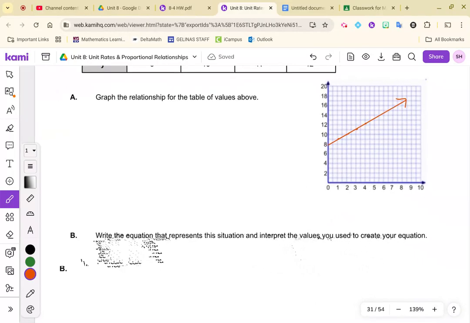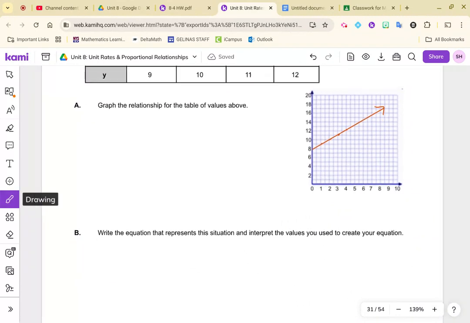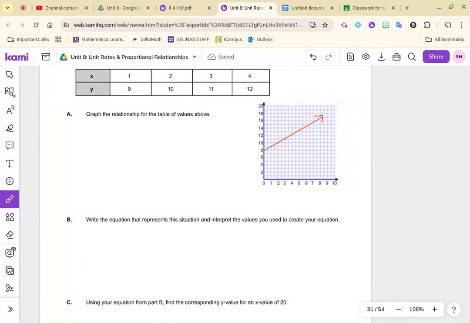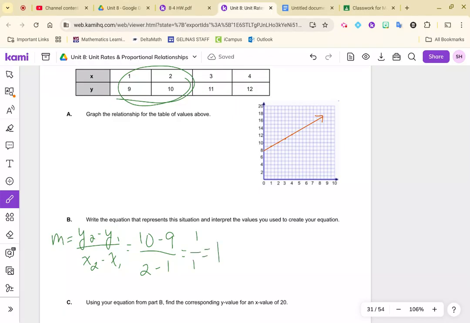And what we'll be able to do is find an equation using the techniques we just learned. So I'm going to take my first two things as points, and I'm going to do that slope equation, that m equation, y2 minus y1 over x2 minus x1. And so that's going to give me 10 minus 9 over 2 minus 1, which becomes 1 divided by 1, or our m value is 1 in this situation.